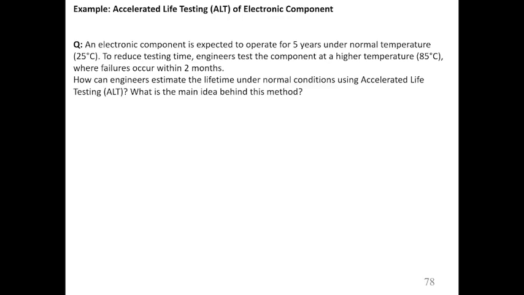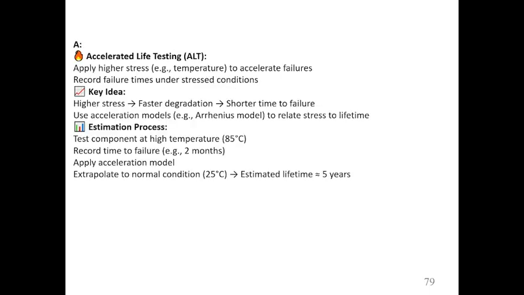The question is: how can engineers estimate the lifetime under normal conditions using accelerated life testing? What is the main idea behind these methods? So this is a question, and let me check the answer.